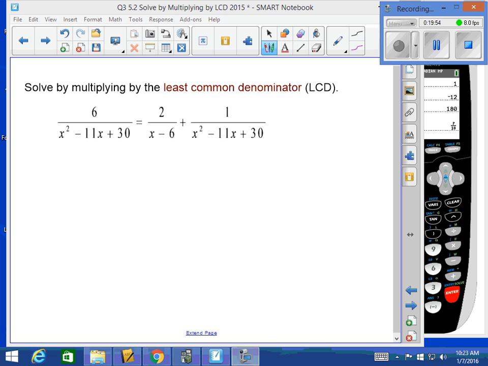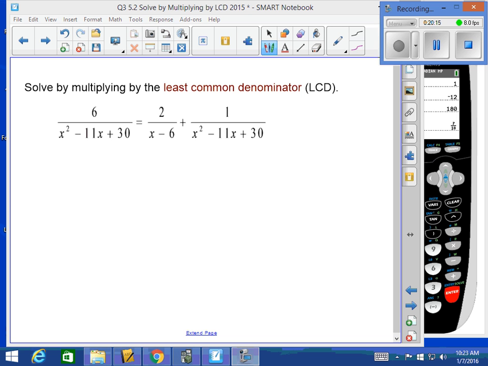Okay, so more complex than the other ones. This one involves trinomials. So when I want to figure out what the least common denominator would have been, I first need to make sure everything is in factored format. So since they're trinomials, that means I'm going to need to do the x factor.